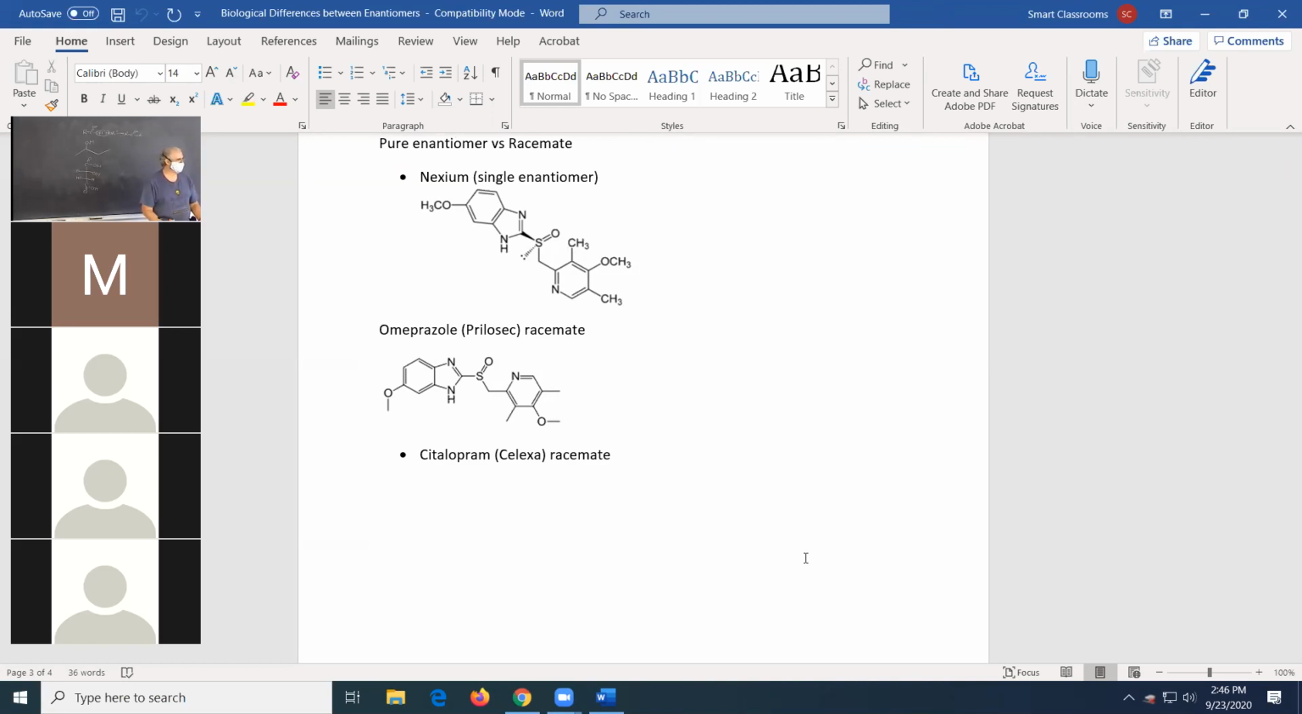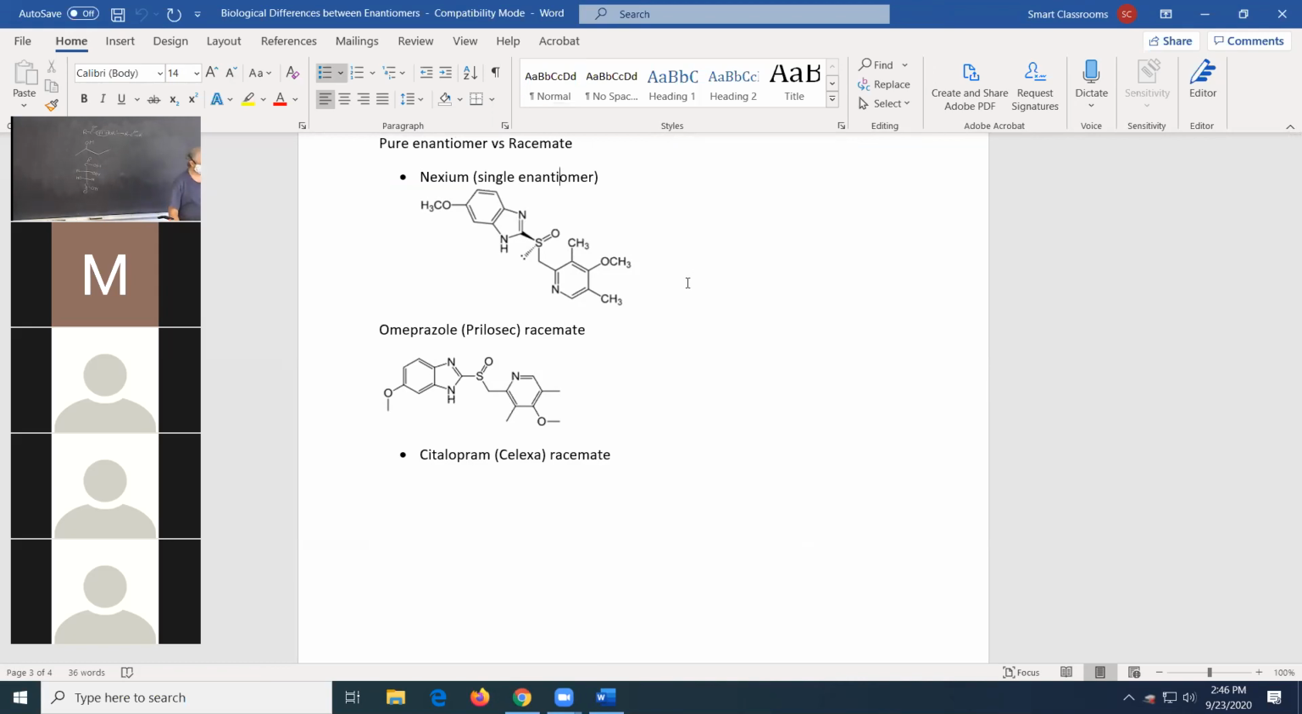Okay, where's the chiral atom on Nexium? It turns out it's not a carbon. It's a sulfur, yeah. A lone pair can contribute to the chirality. A lone pair of electrons is actually below hydrogen on the priority scale.